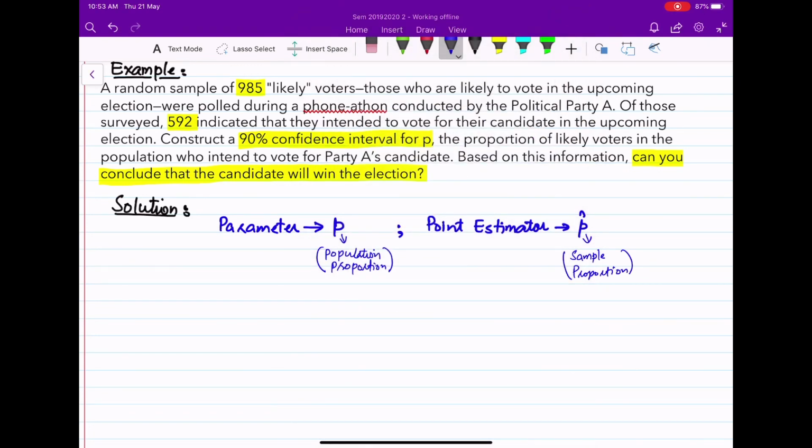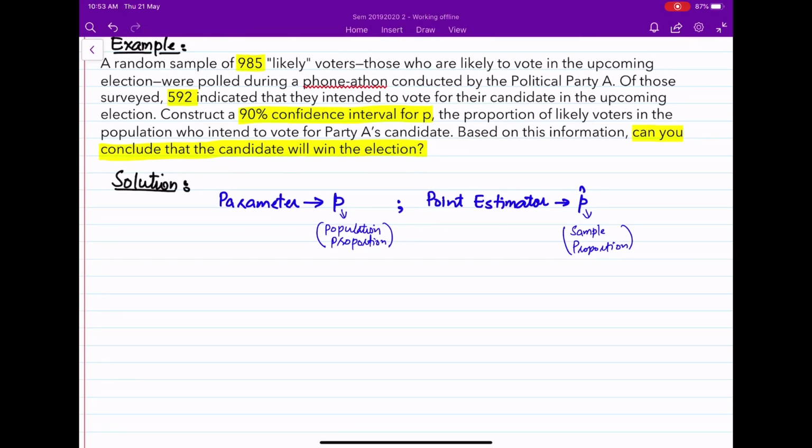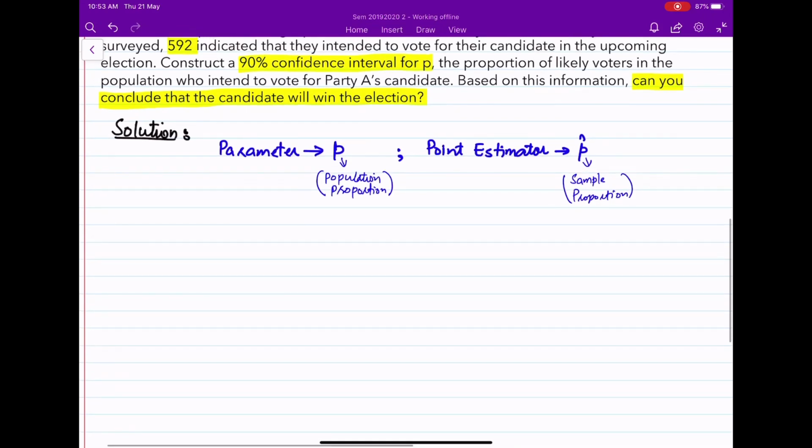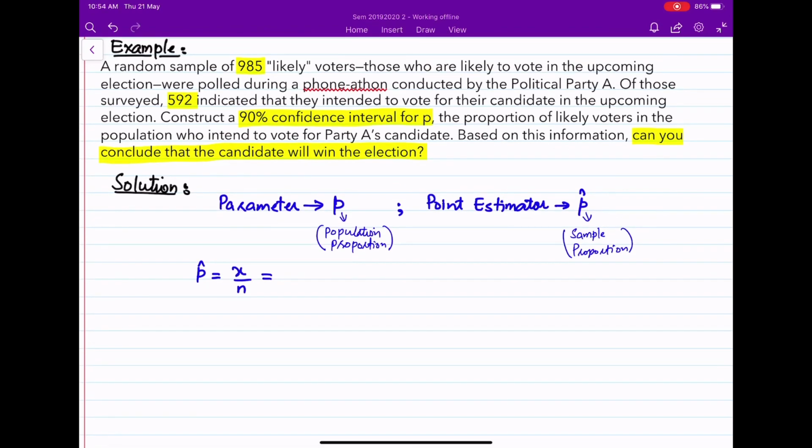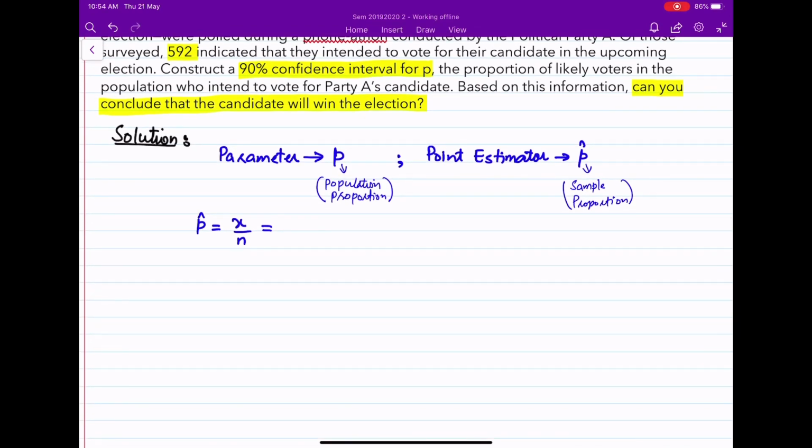Okay, so P hat is equal to x divided by n. X is the number of people who intend to vote for the candidate of political party A. So those are 592 divided by the sample size, which is 985. So our sample proportion is 0.601.